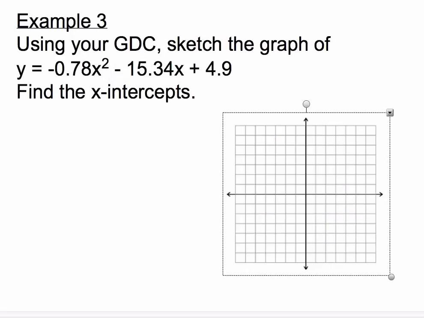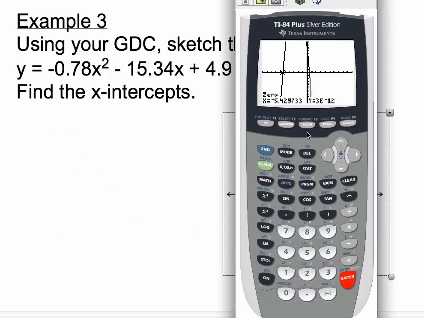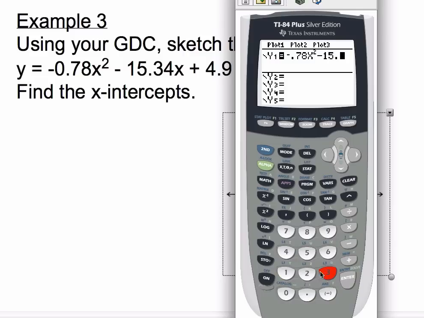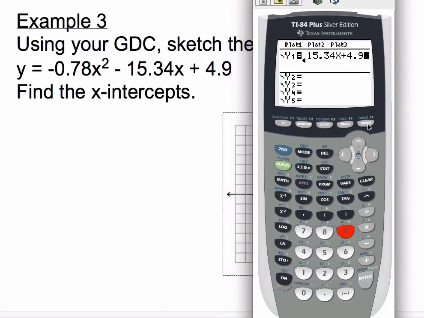Okay, one more example. This one's got some nasty decimals in there. There's no problem for your graphing calculator. It would be a problem to do by hand. Okay, but very easy to do with the calculator. And so we'll have negative 7.8 x squared minus 15.34 x plus 4.9. Okay, I got that typed in. I'm going to graph it.